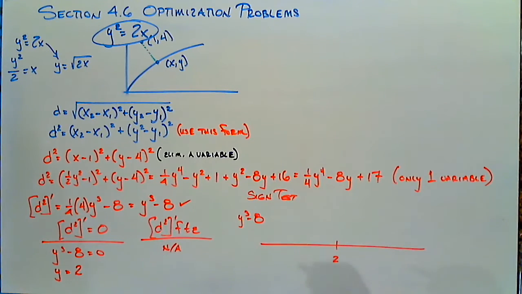Now we need somebody smaller than 2, we can pick 1, and somebody bigger than 2, we can pick 3. If I put a 1 in here, I get 1 cubed minus 8, that's going to be negative. If I put in 3, 3 cubed is 27, 27 minus 8 is positive. And so I get a negative on this side of my critical number, and a positive on this side. Once again, this is a local min, and that's what they asked us to do. They asked us to minimize.